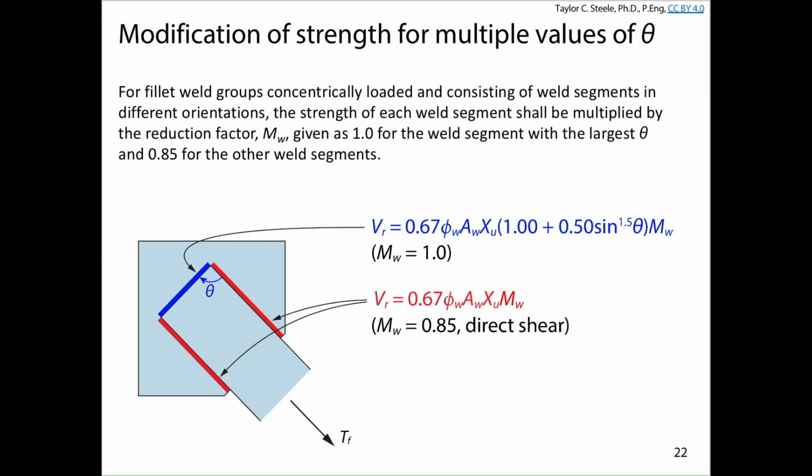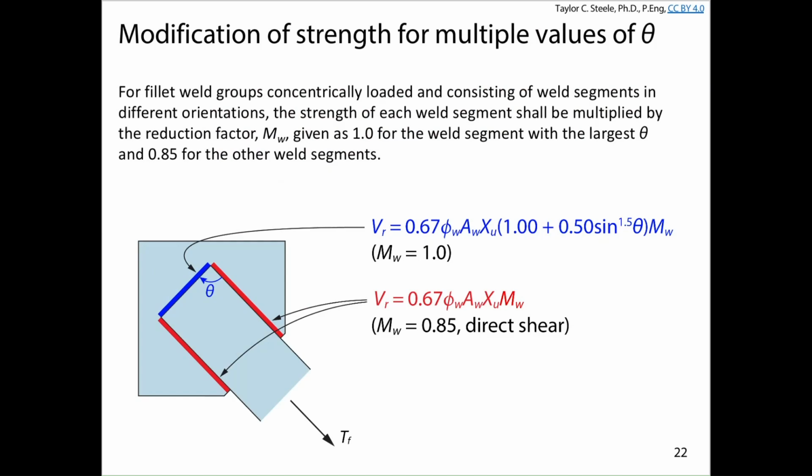The simplest thing we do is we follow the guidance in S16, and it says when we have multiple orientations of weld, the one that has the largest angle relative to the applied force, that segment is going to have its strength reduced using a factor of 0.85. What does that mean here for us? Well, this is a pretty common situation. You'd have welds in shear on a couple of the sides and then the end of the member welded with a weld that will be in direct tension.